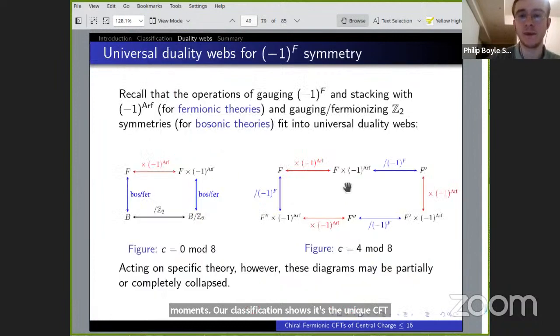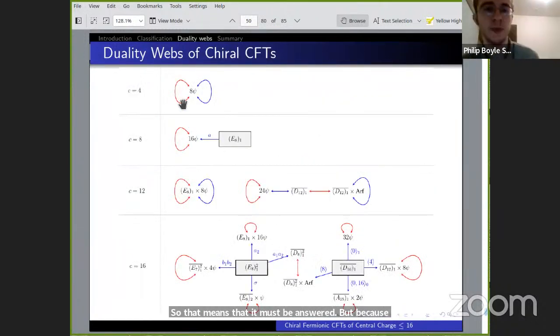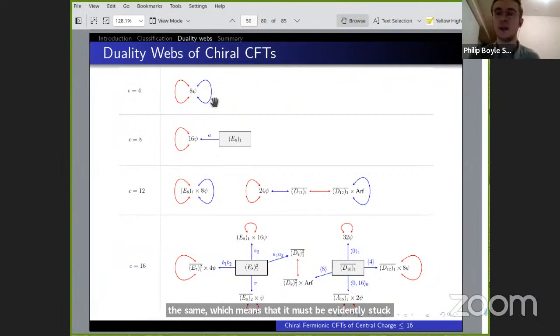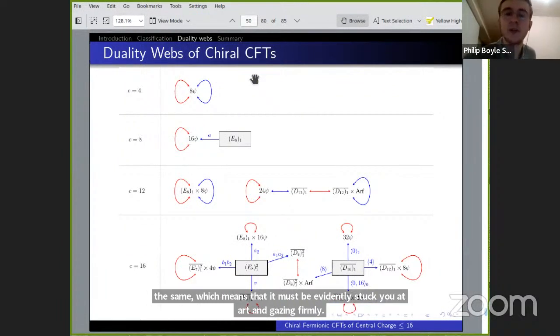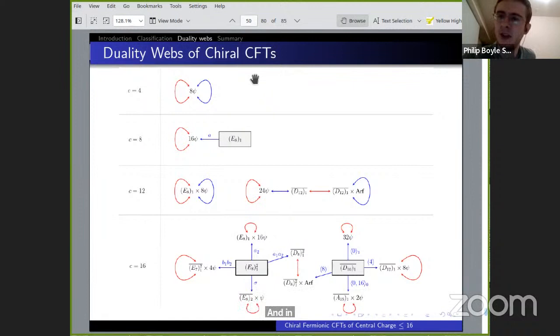So that means that it must be acted on by the chirality web. But because there's only one possible node, all the nodes must be the same, which means that it must be invariant under stacking with R and gauging fermion parity. And in fact, this is why it's invariant under chirality. Well, at least it's around about why you're seeing that.